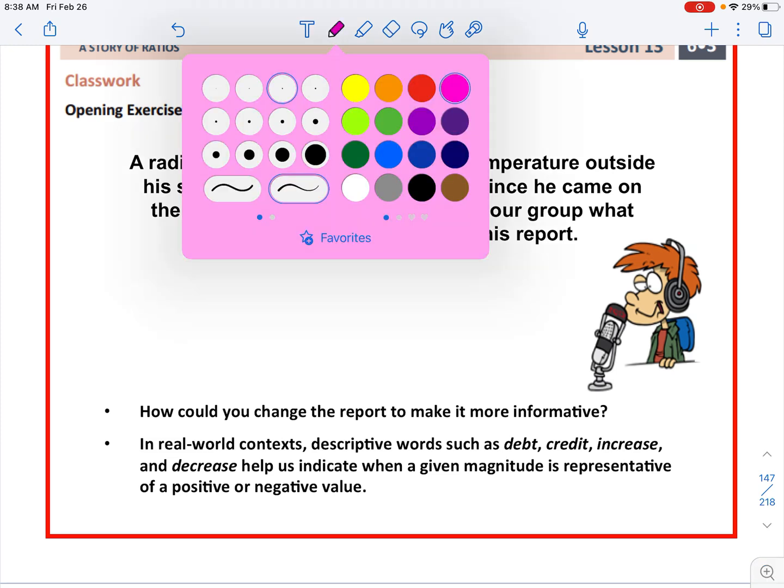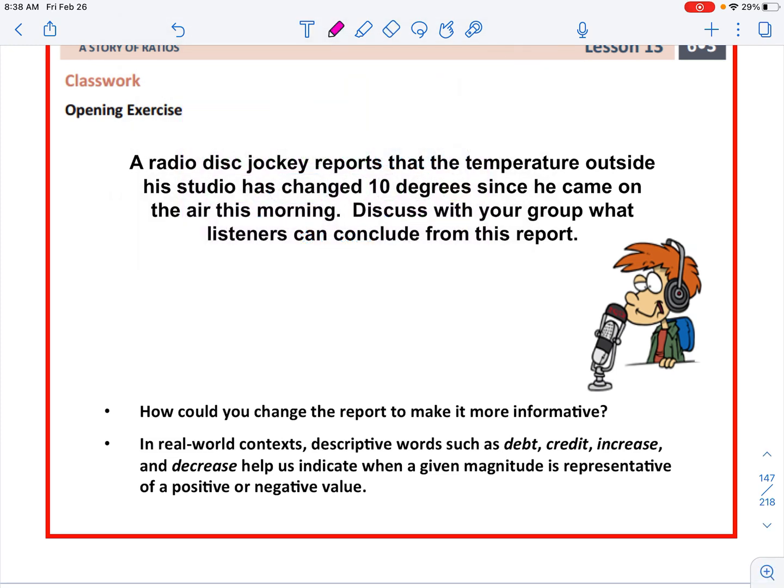So if you were listening to the radio and the disc jockey says that the temperature has changed 10 degrees since he's gotten into the studio, what would you think about that? Well, one reason why they're asking this is because did it get hotter or did it get colder? Well, we don't know because he didn't use any descriptive words, okay? He can use words such as increase, decrease, hotter, colder. Okay, it got 10 degrees warmer, it got 10 degrees colder. The temperature changed by an increase of 10 degrees.